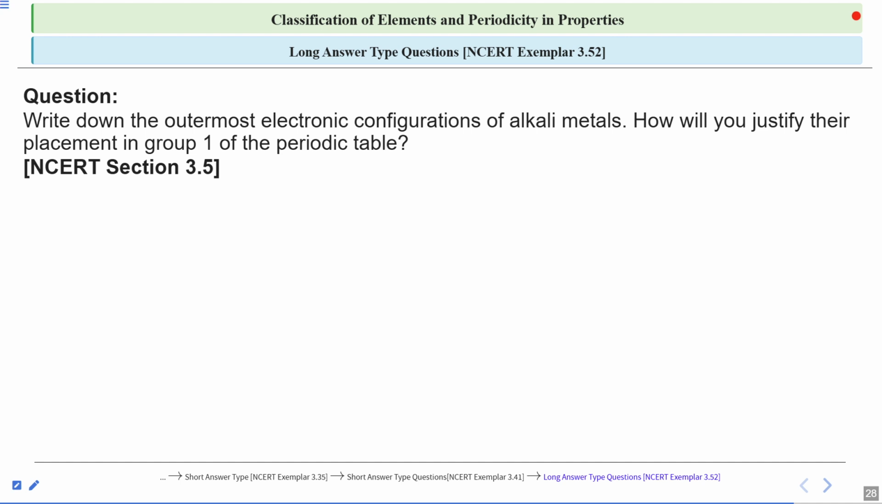Write down the outermost electronic configurations of alkali metals. How will you justify their placement in group 1 of the periodic table? So it's an easy one. So I am giving you some time to solve it. What you will take, n-1, n or n-2, if you are saying it as S1.